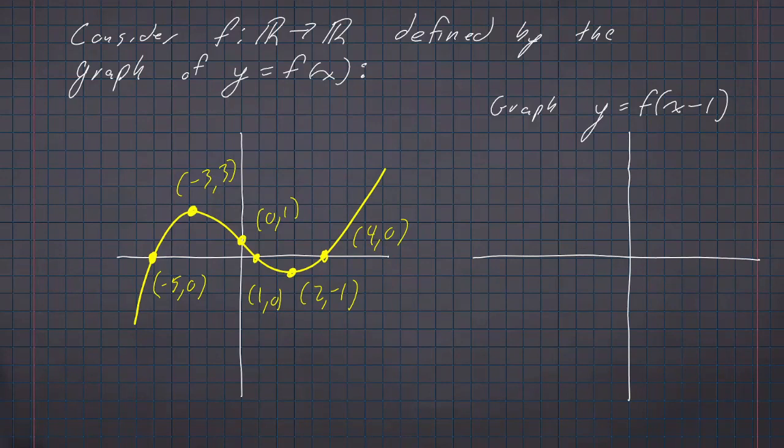Doing this for every point on the graph, -5, 0 is going to become -4, 0. -3, 3 is going to become -2, 3. 0, 1 is going to become 1, 1. 1, 0 is going to become 2, 0. 2, -1 is going to become 3, -1. And 4, 0 is going to become 5, 0. And the graph is going to take on the same basic shape, or within my ability to draw it, that same basic shape, each point just sliding over to the right by 1 unit because we have a 1 right there.